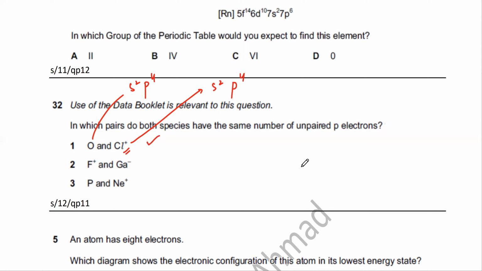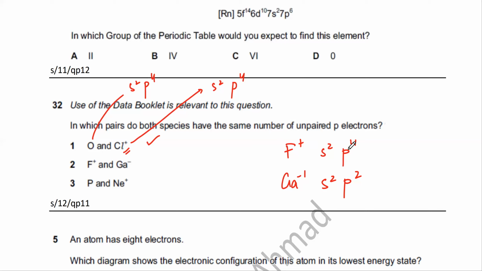So then the next one, you've got fluorine +1. Now fluorine is group 17, so it should be S2P5. But it's +1, so that means it's S2P4. And gallium is -1. Gallium is group 3. Group 3 is S2P1, but since it's -1, it's going to be S2P2, right? इसमें एक electron ज़्यादा. There's one extra electron in this.